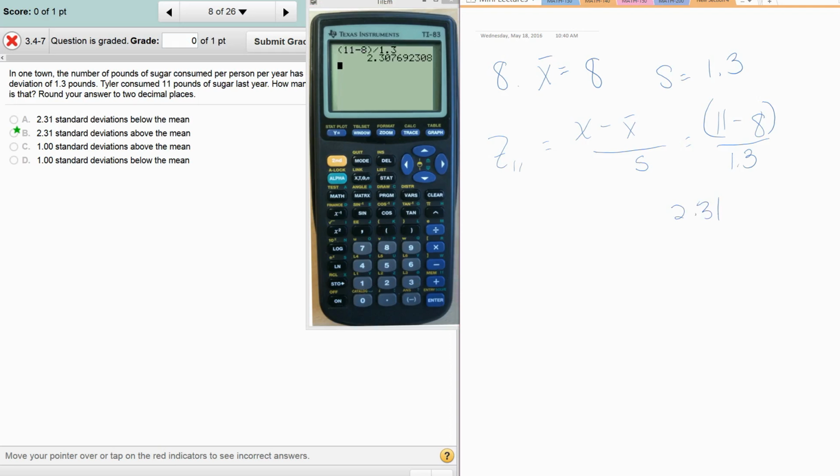Now, since this is positive, that means it's above the mean. So that's why the answer is B here, 2.3 standard deviations above the mean. If that had been a negative number, then we'd say below the mean.